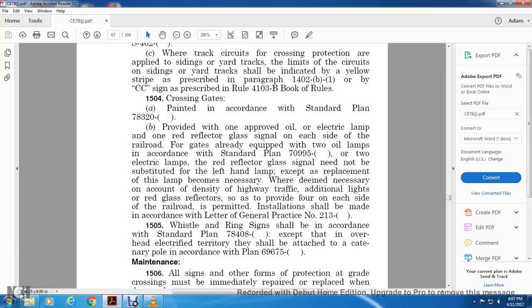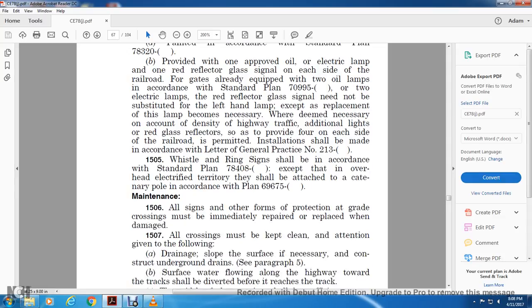Crossing gates shall be painted in accordance with standard plan 78320, and provided with one approved oil or electric lamp and one red reflector glass signal on each side of the railroad. Gates already equipped with 2 oil lamps, in accordance with standard plan 70995, and 2 electric lamps with red reflector or glass signals, need not be substituted, except as replacement of a lamp becomes necessary. When deemed necessary because of the density of highway traffic, additional lights and red glass reflectors, 4 on each side of the railroad, may be provided. Where permitted, the installation shall be made in accordance with letter General Practice number 213.